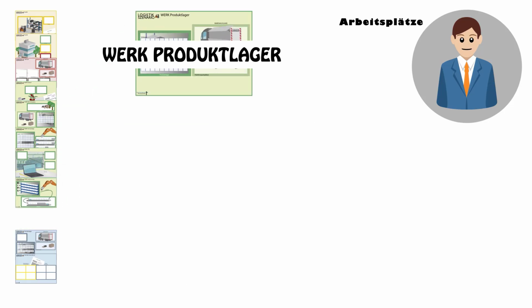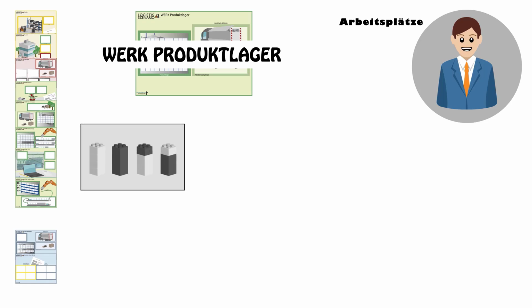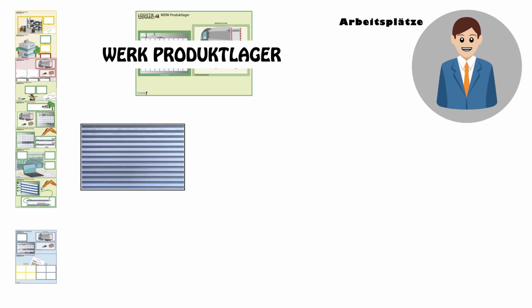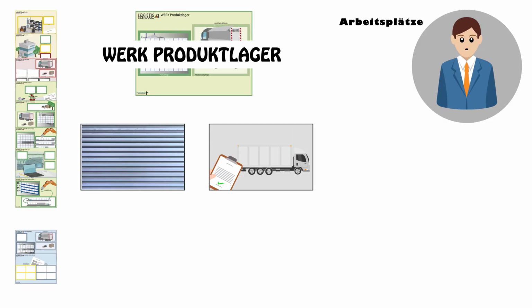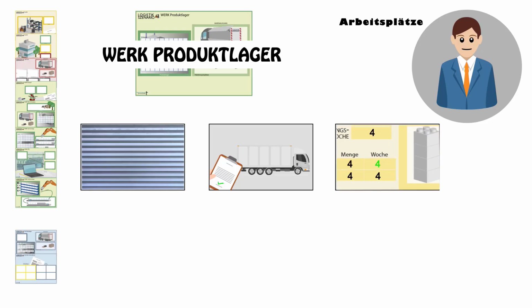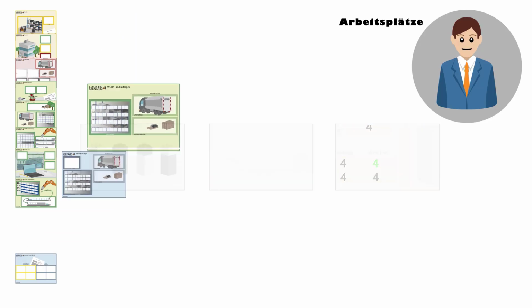Factory product warehouse. The finished machines are stored in the product warehouse. Based on the internal orders from the distribution warehouse, the machines are picked and delivered to the distribution warehouse by truck. The machines must leave the product warehouse in time so that the customer's desired delivery week can be met.